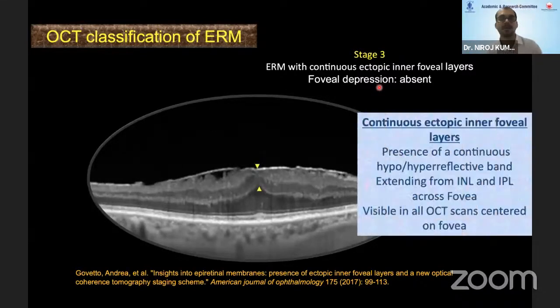This is the presence of a continuous hypo or hyperreflective band that extends from the INL and IPL across the fovea, and this can be seen in all OCT scans centered around the fovea. Why hypo and hyper? Because you can see here the INL is continuous and it can be seen as a hypo band, and the IPL also can be seen. The continuation of this can be seen as a hyper band at the central thickened EIFL.